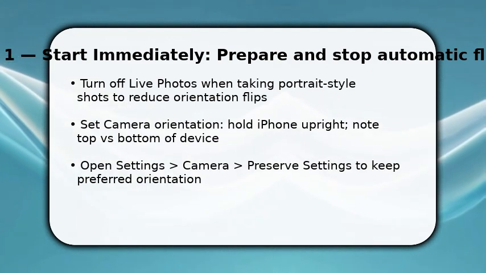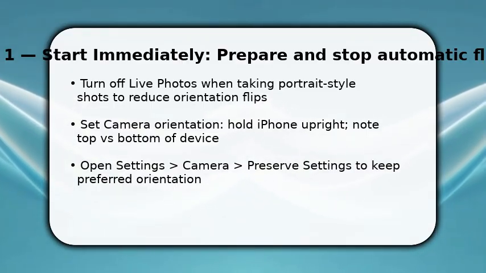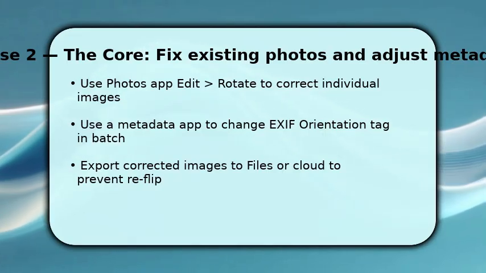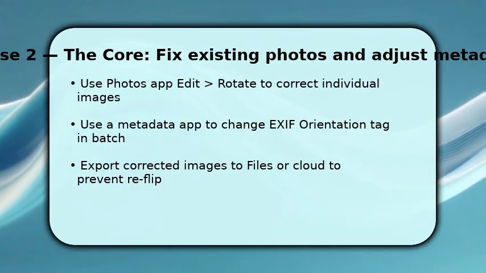Now you handle files already flipped by editing their orientation metadata. Open Photos, select an image, tap Edit, then rotate until it displays correctly. Save the change so the built-in app writes new orientation data.